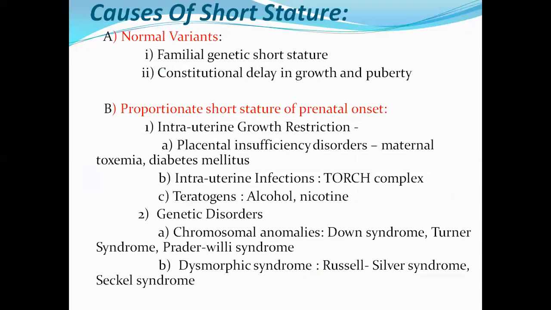Causes of short stature. Type A is normal variants. First is familial genetic short stature. Second is constitutional delay in growth and puberty.